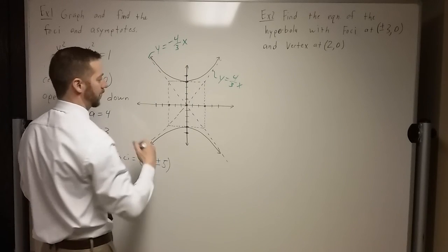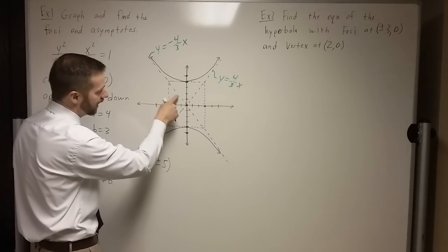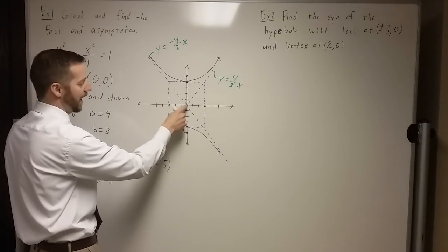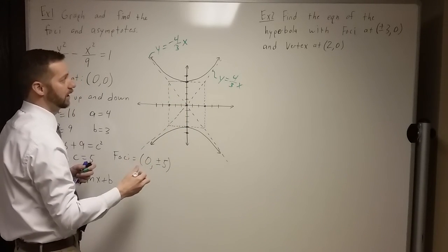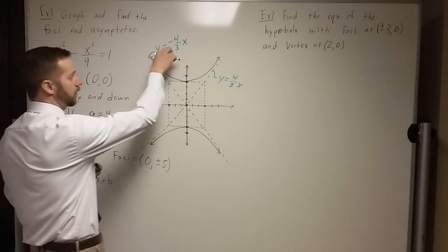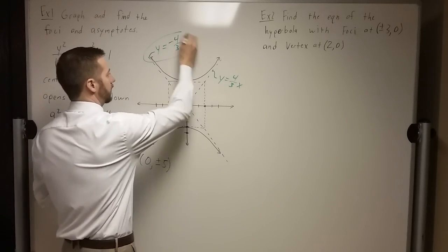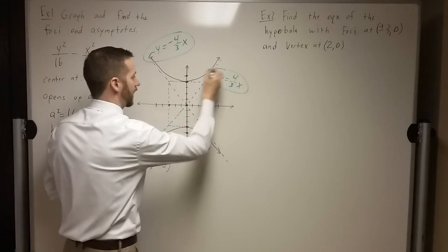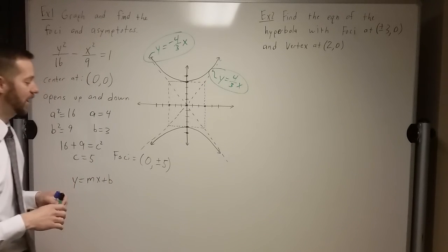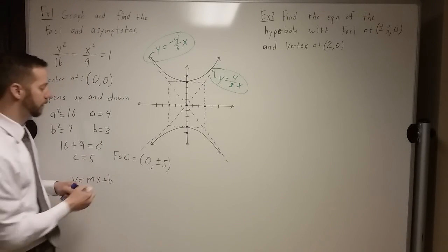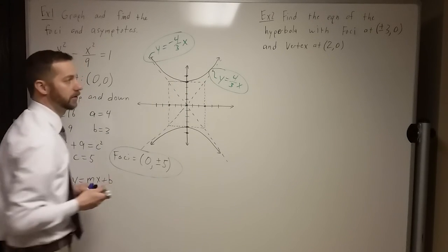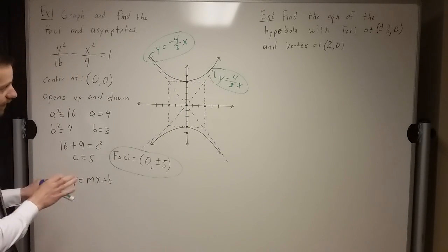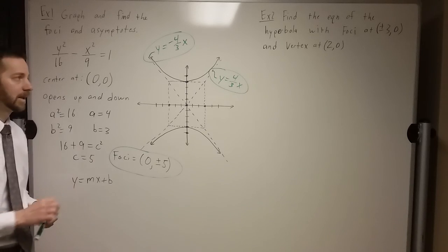So putting it in y equals mx plus b, but look again at where this one hits the y-axis. So the y-intercept of this one again is 0, and so that's again plus 0. So there's the equation of both asymptotes. So there's the one asymptote, there's the other asymptote. So now we've graphed this thing, we found the foci right there, and we've also found the equation of both of the asymptotes. So that takes care of everything we needed to do for that.